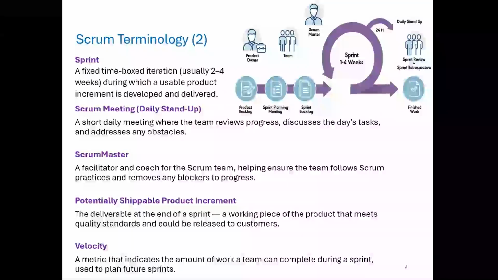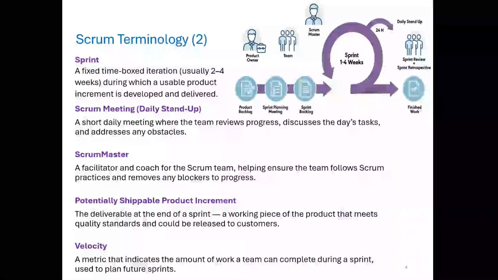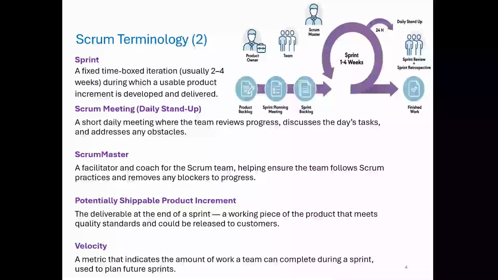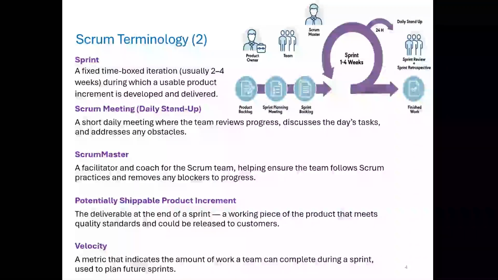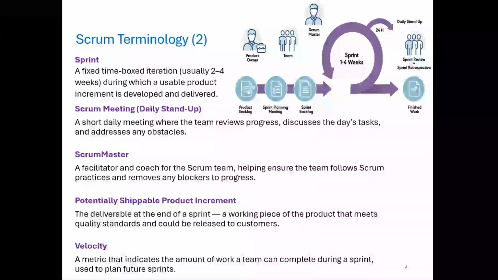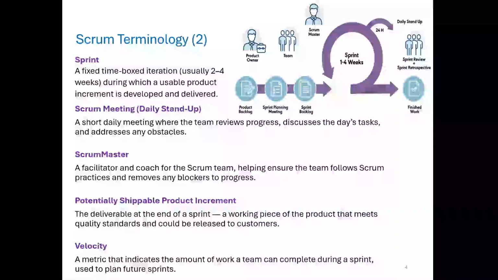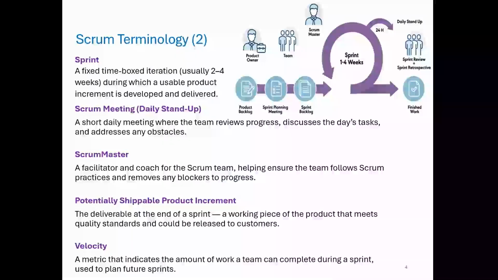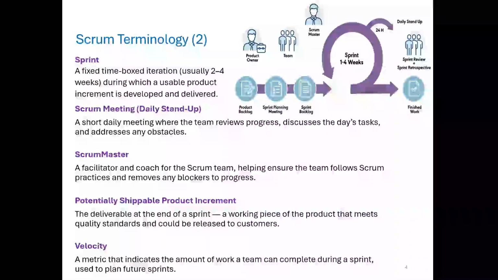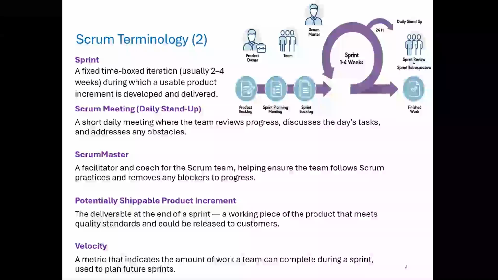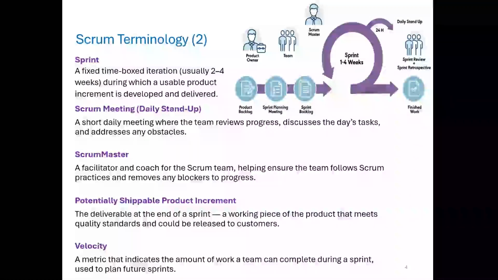Finally, the potentially shippable product increment. At the end of each sprint, the team aims to deliver a working, tested, and potentially shippable piece of software. This does not mean it must be released immediately, but it should be ready for release if desired. So this helps avoid the trap of "it's almost done." In Scrum, you either deliver something that works or you move unfinished work back to the backlog.